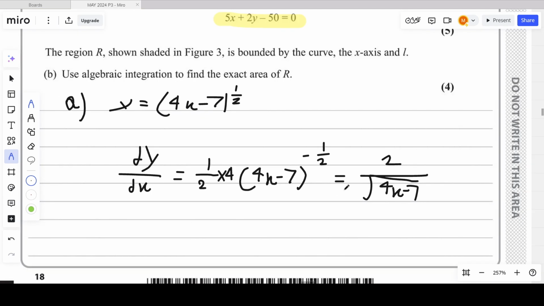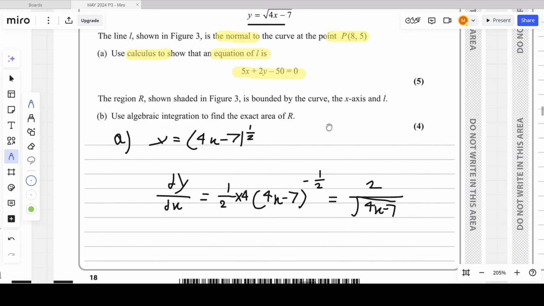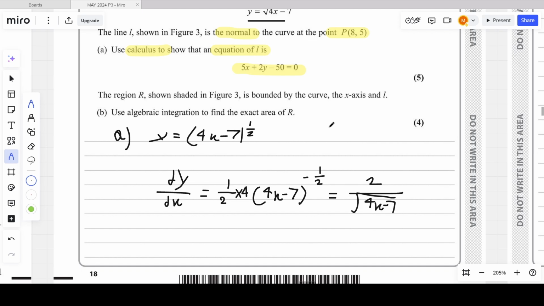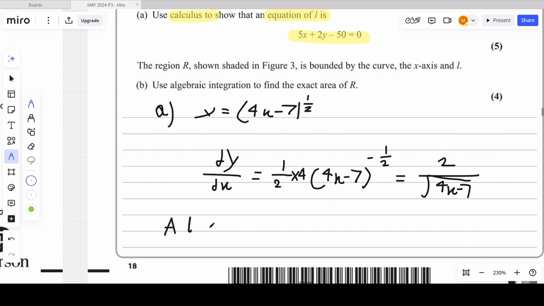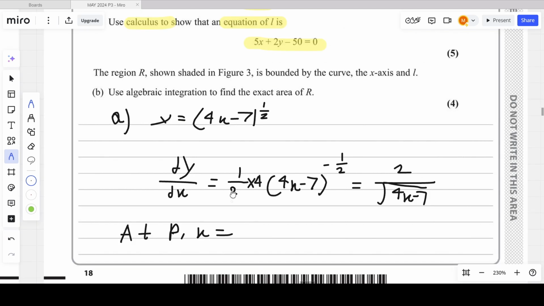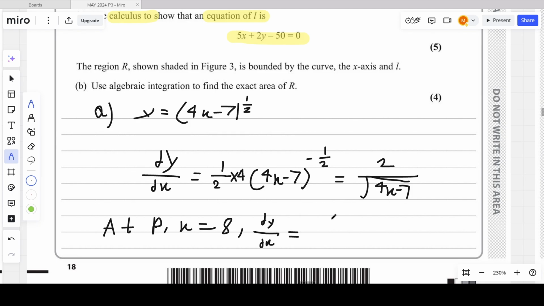If we put the x coordinate of point P into this gradient function, we directly get the gradient of the curve at point P. At P, x equals 8, as given in the question. So dy over dx is 2 over the square root of 4 times 8, which is 32, minus 7, which is 25. The square root of 25 is 5. So we got the gradient of the curve, that is the gradient of the tangent.